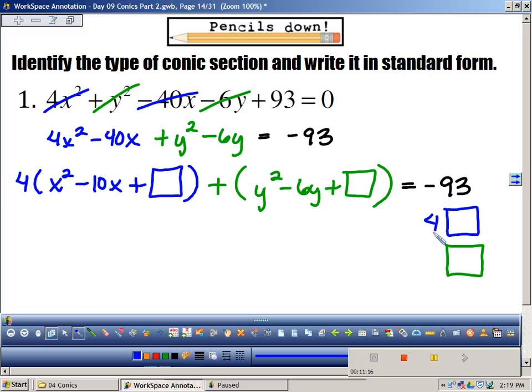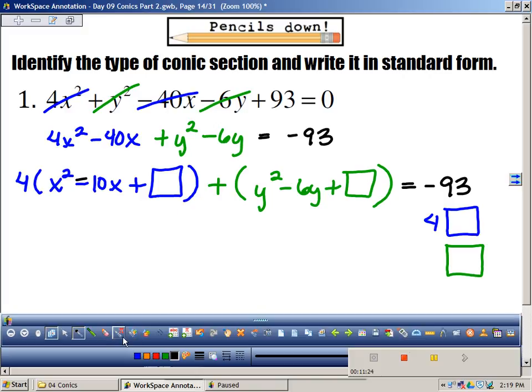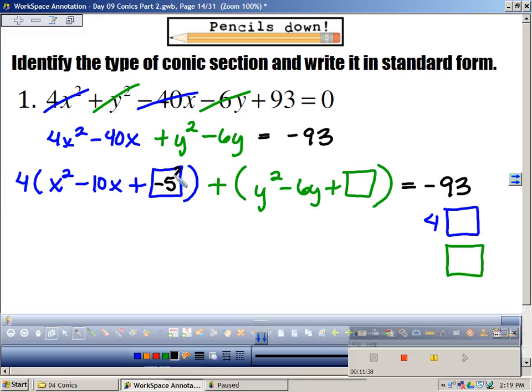4 boxes. Then from what you guys knew from last unit, in order to complete this square right here, what number would I have to make this in order to make this a perfect square trinomial? It'd have to be, well, we could technically say negative 5 squared, right? Because I cut 10 in half, which is 5, and I square it, 5 squared. So over here must also be 25.